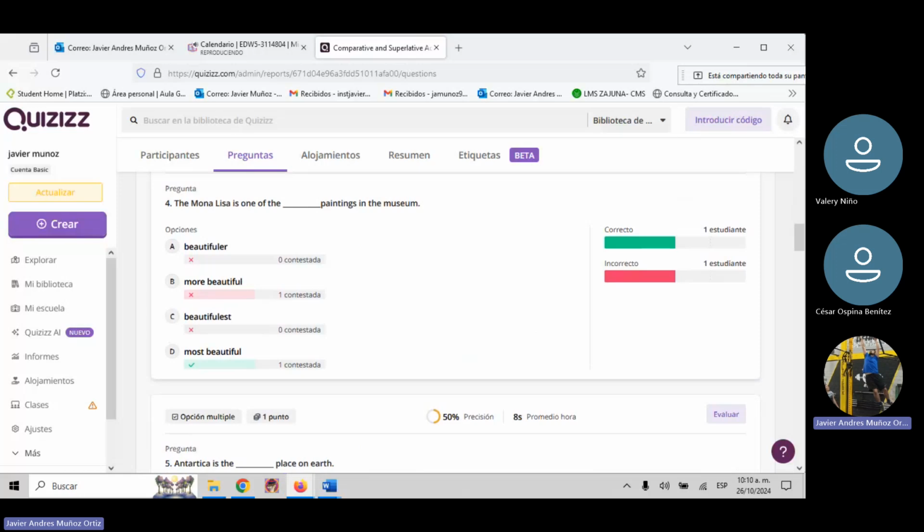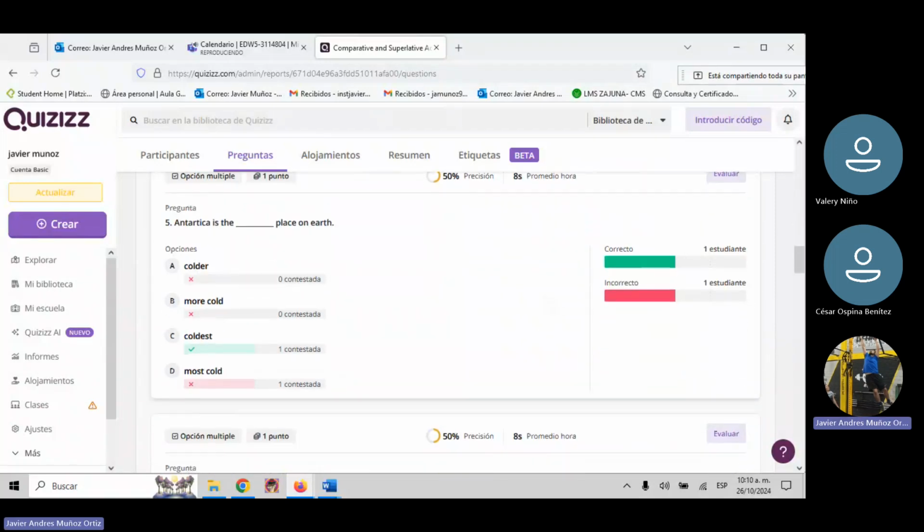Next one, the Mona Lisa and many paintings in the museum. So there are many paintings in the museum, right? And this is one of the best. Therefore, we are using a superlative because we are comparing one against many, because we are mentioning paintings, right? There are many objects of interesting characteristics. Because we are using the superlative, the only possibility could be beautifulest or most beautiful. Beautifulest is not possible because it has three syllables. Beautiful. So we don't say beautifulest. Instead, we say most beautiful.